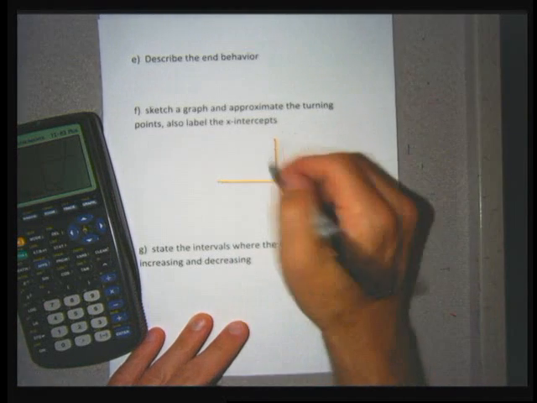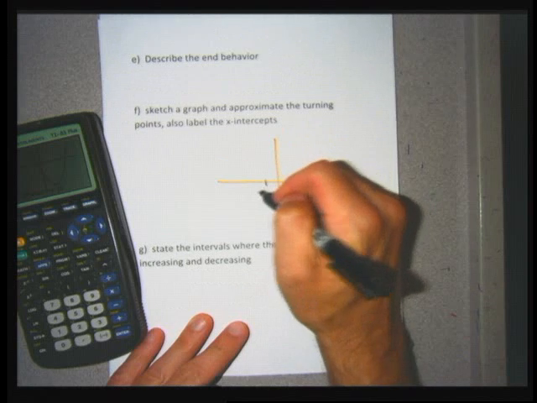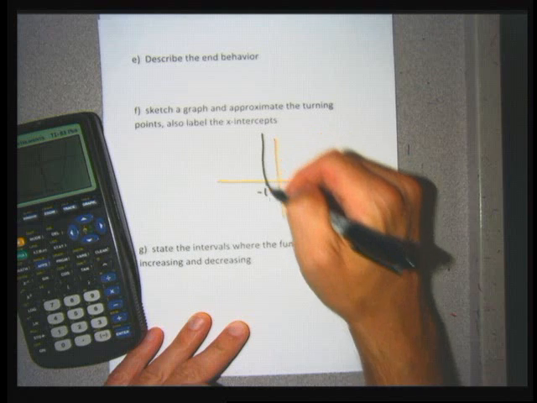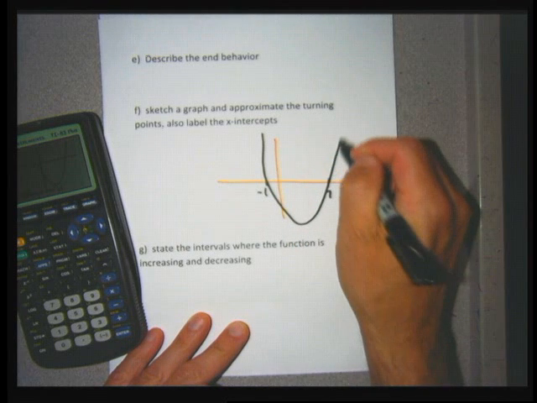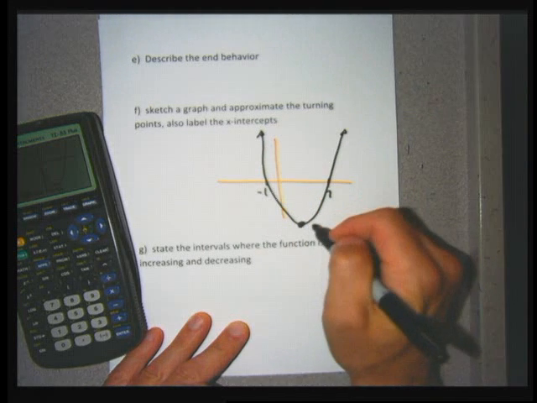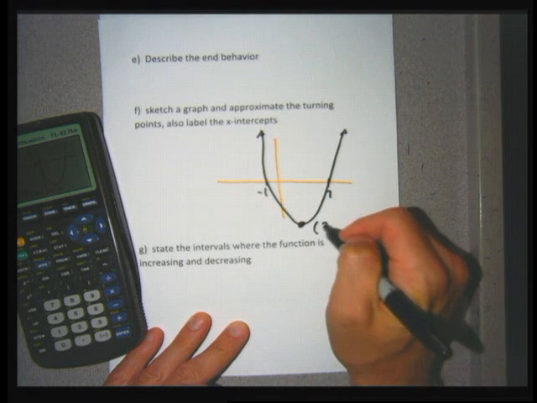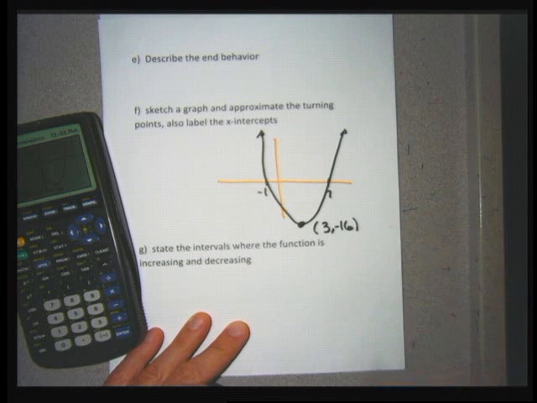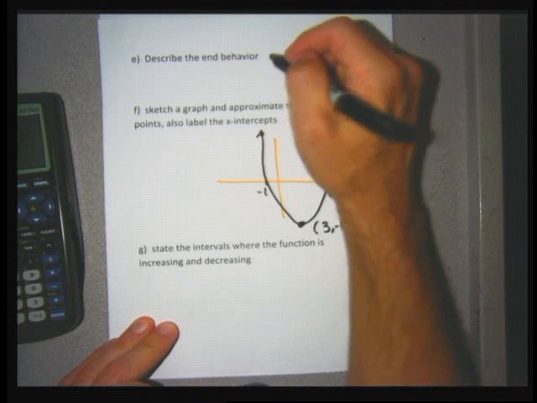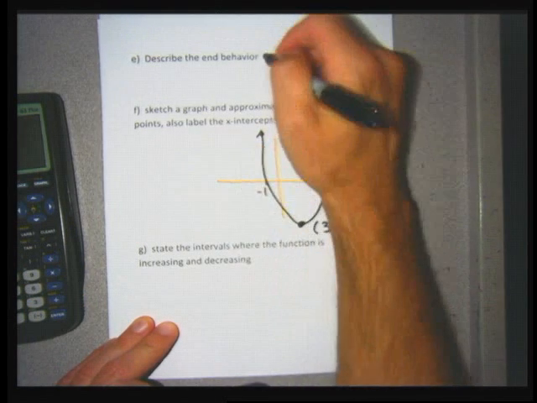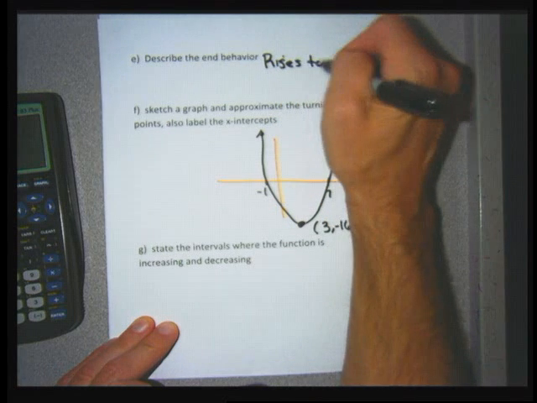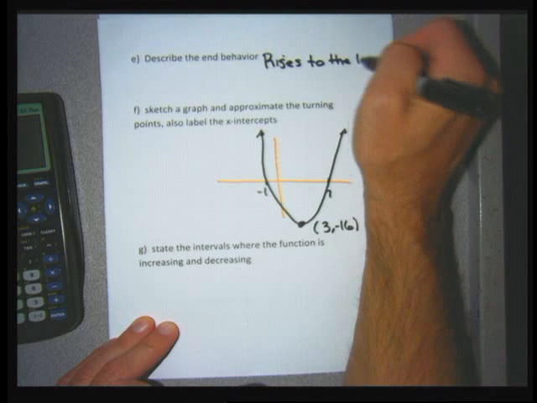So I'm going to take this for my graph. I know that it has x-intercepts at negative 1 and at positive 7. It looks something like this. And the minimum or turning point is the vertex at 3, negative 16. That's a reasonable graph, as nice as you need to do. The end behavior, on both sides it goes up, so I'm going to say it rises to the left and rises to the right.